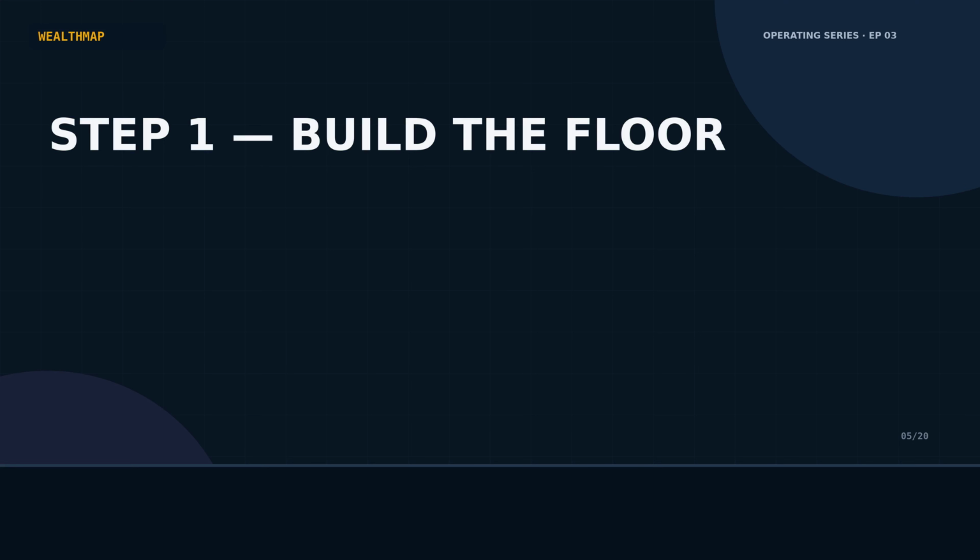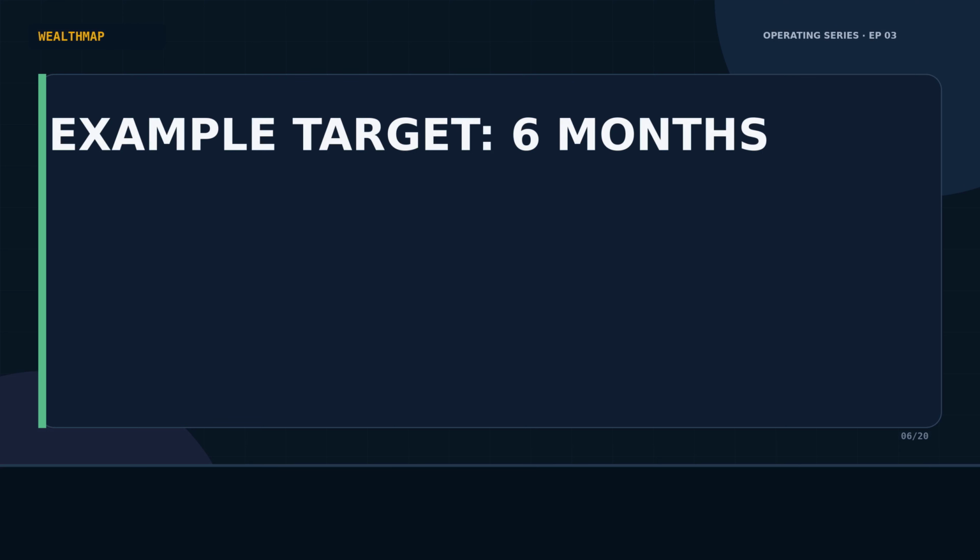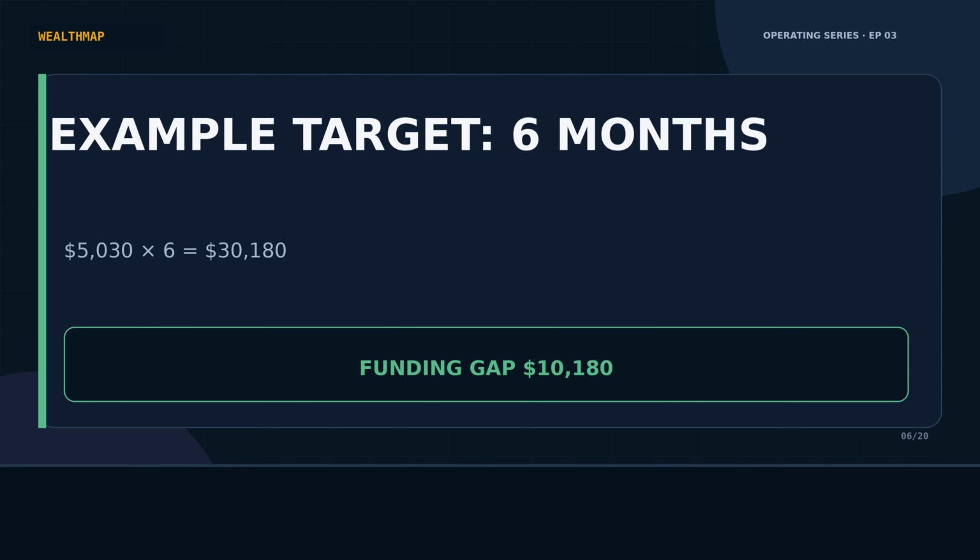First, build the floor. Choose a runway target from essential outflow, job stability, dependence, and how quickly other assets can become usable cash. For this example, use 6 months. Not as a universal rule, but as a planning assumption. The target is $30,180. So the funding gap is $10,180.